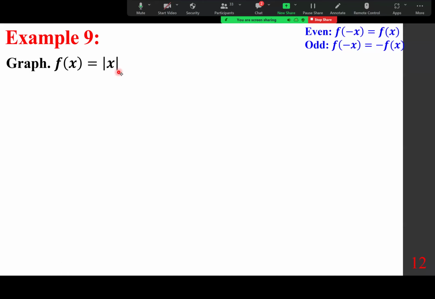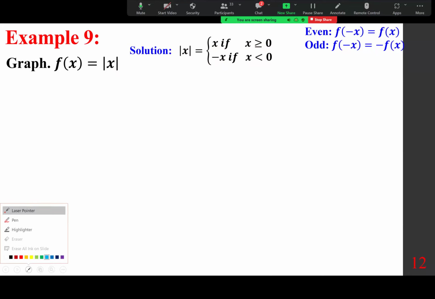F of x equals the absolute value of x is also an elementary function we should be familiar with. As you recall, by definition, the absolute value of x means the distance from zero. So the absolute value of x is x if x is larger than or equal to zero. Otherwise, it's the opposite, minus x. That doesn't mean a negative number, it's the opposite of x. And that's when x is less than zero. I want to make sure we understand this concept.